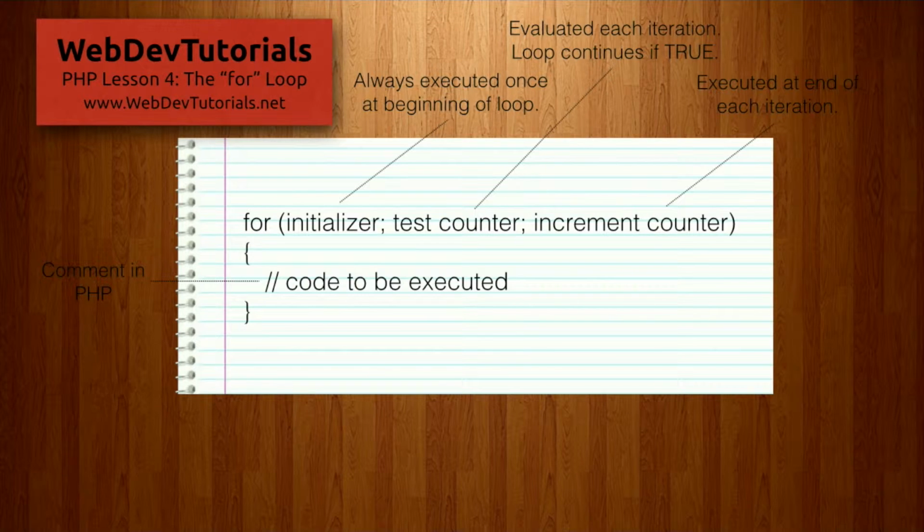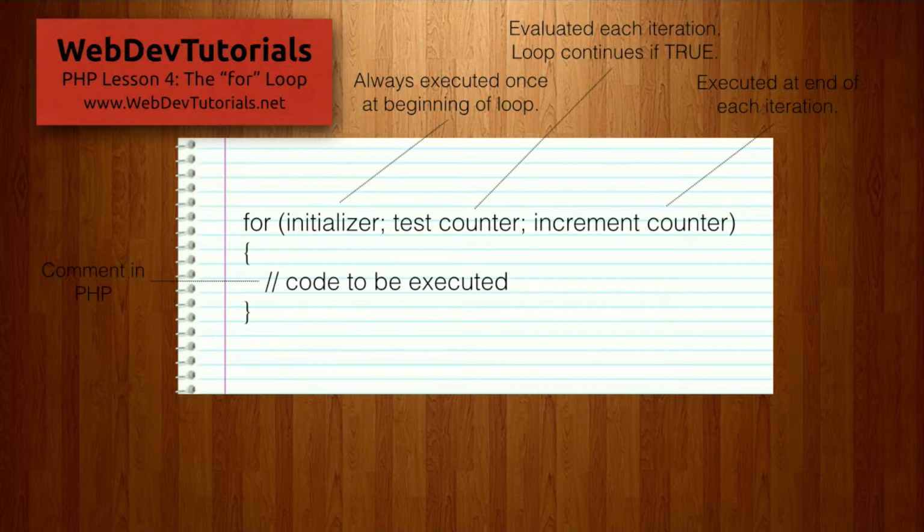The second part is called the test counter. The test counter is an expression evaluated at the beginning of each iteration of the loop. If it evaluates to true, then the loop continues. If not, then the loop stops. The final expression, sometimes called the increment counter, is executed upon the completion of each iteration of the loop.